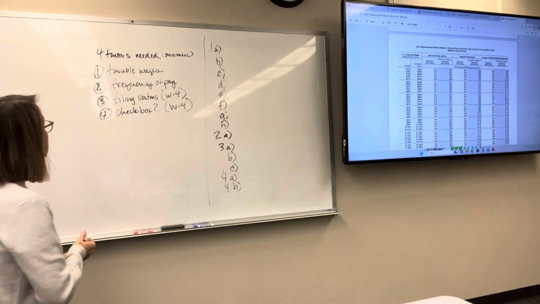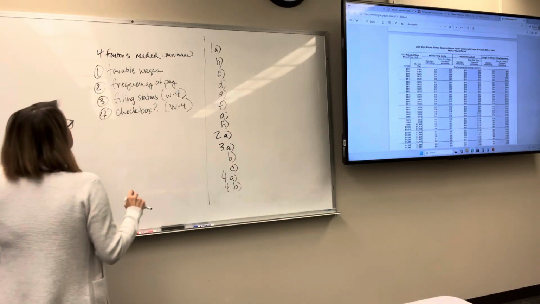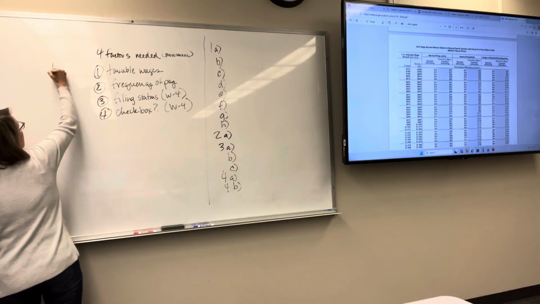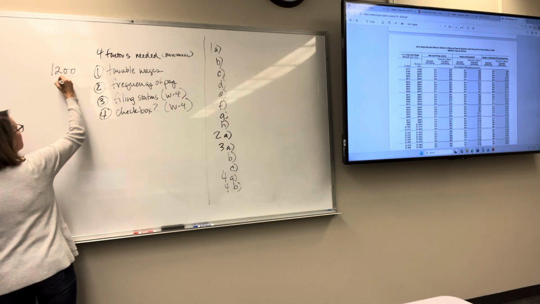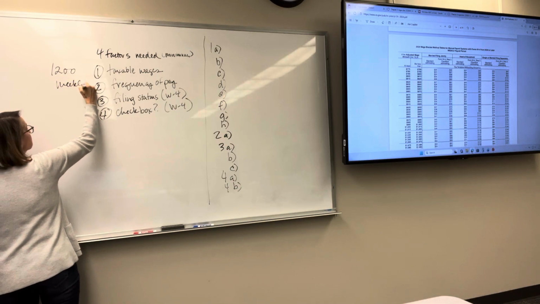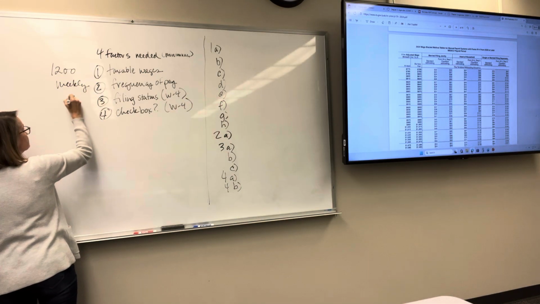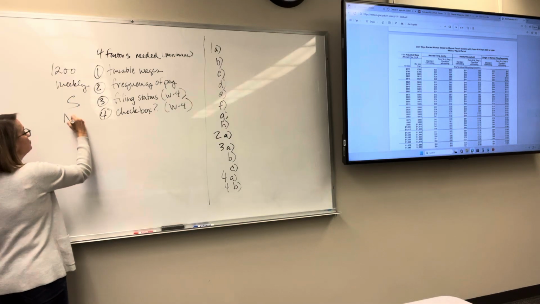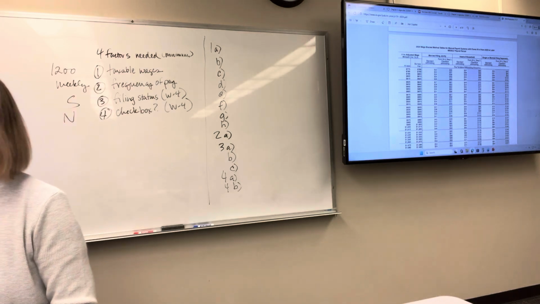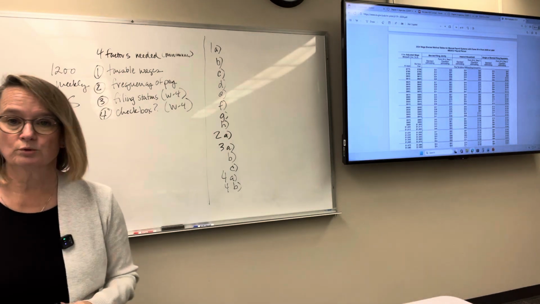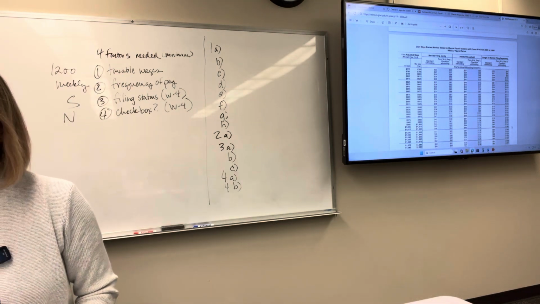So let's play around for a second, especially if you've got yours open. Let's say we've got somebody who has $1,200 of taxable wages. They are paid weekly. They are single, and they do not have the checkbox checked. See if you can look up and find the correct withholding from the table.